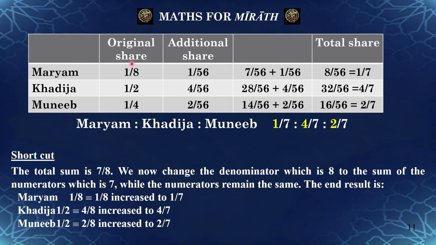The total sum of shares, 1/8 plus 1/2 plus 1/4, is 7/8. We now change the denominator, which is 8, to the sum of the numerators, which is 7, while the numerators remain the same. The end result is Maryam gets 1/8 becomes 1/7. Khadija 1/2, which is equivalent to 4/8, becomes 4/7. Munib 1/4, which is equivalent to 2/8, becomes 2/7.